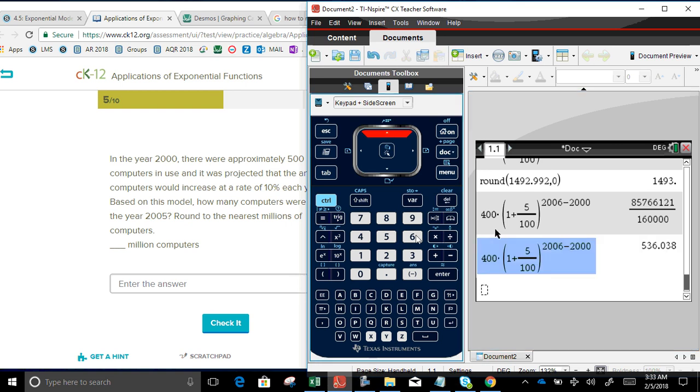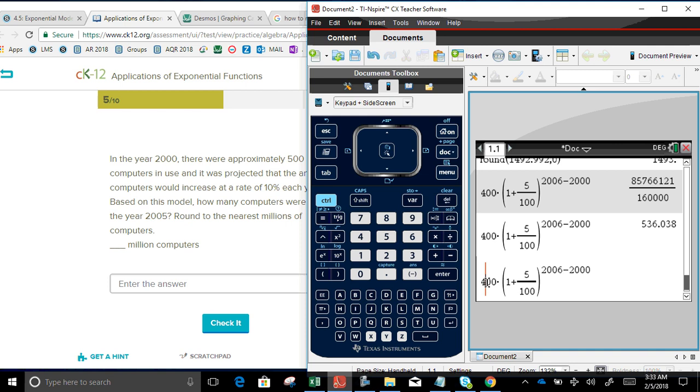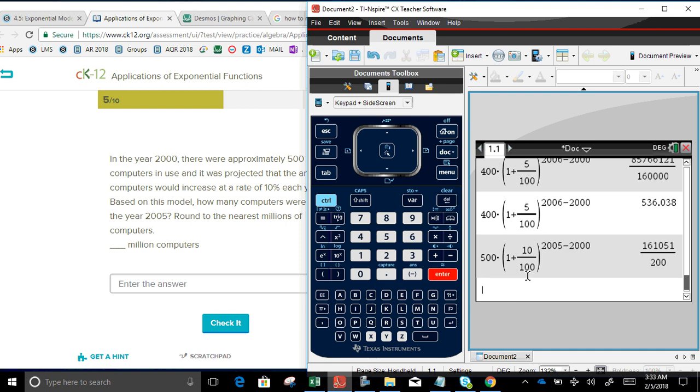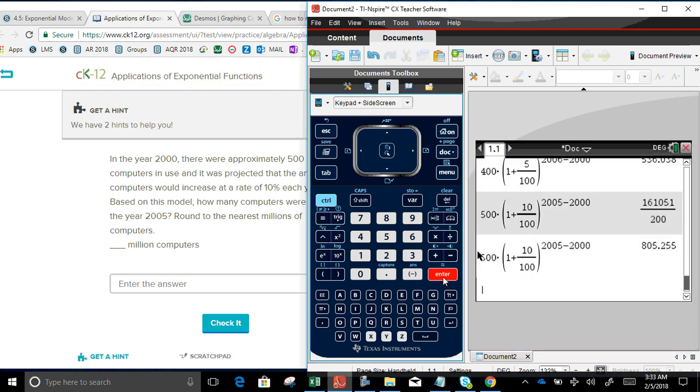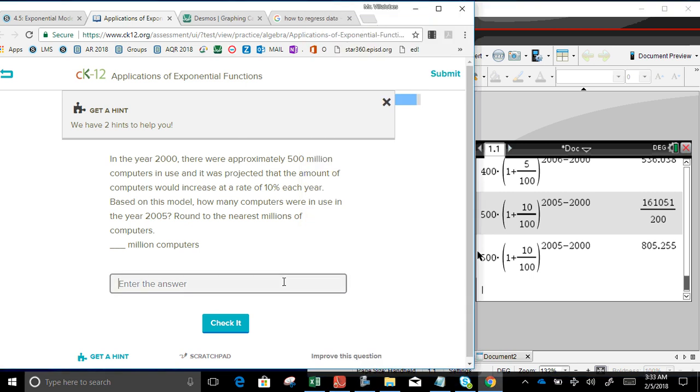So, enter. Except this is 500. And 2005. 10%. I'll control enter again. 805. So from 2000 to 2005, increased by a rate of 10%. And 500 million computers is 805 million computers, to the nearest million.